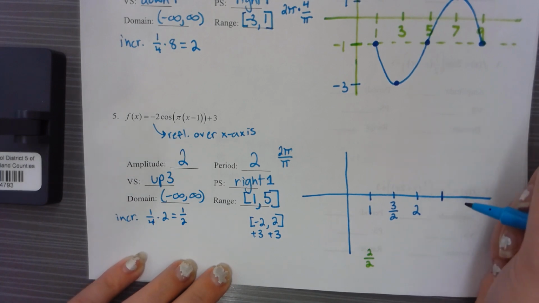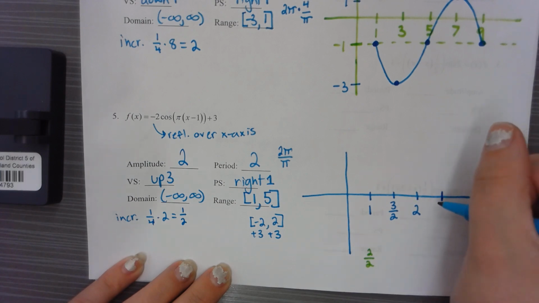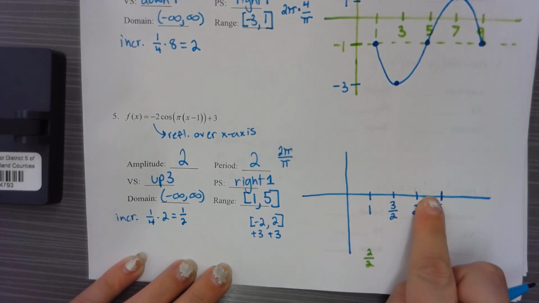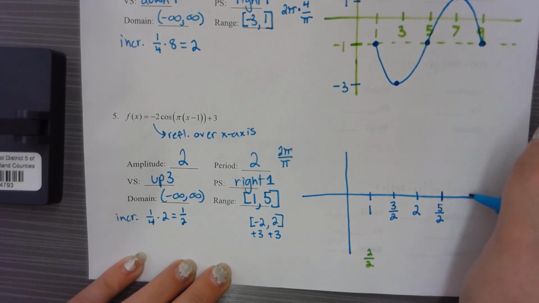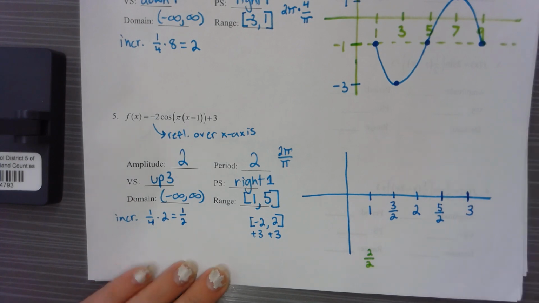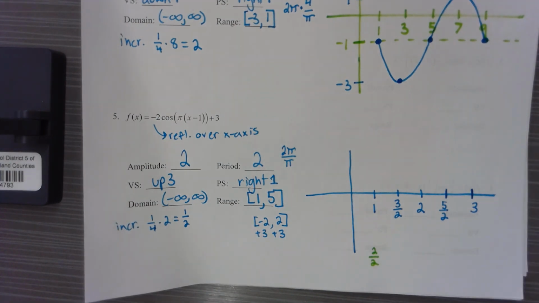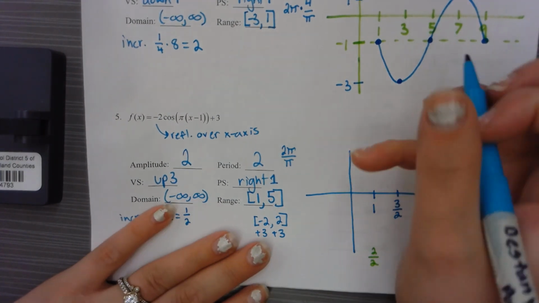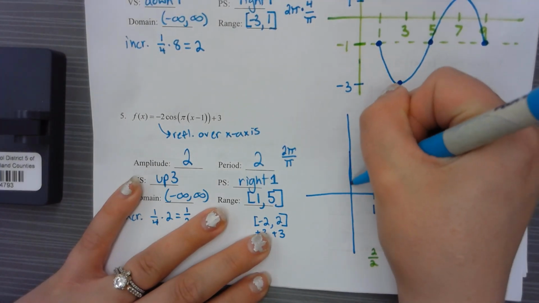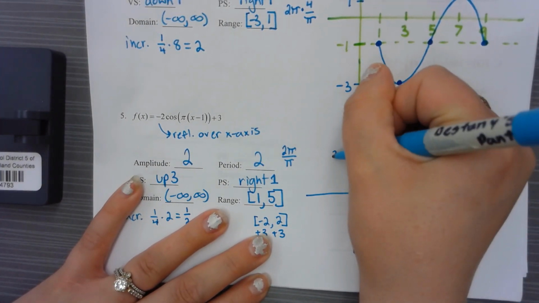And so then the next one would be 5 over 2. But I only have 1, 2, 3 increments, so I need one more. Where is that going to take me? To 3. 6 over 2, which is 3. All right, and I'm also shifting up 3. So I do have that reference line happening at a positive 3, right?